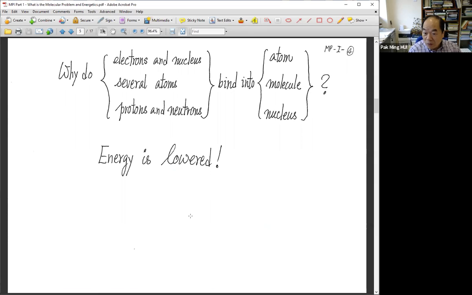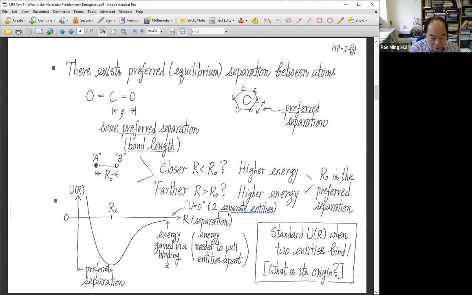Well, it is not only for molecules. We have seen several things that bind. Electrons bind to a nucleus to form an atom. We are considering atoms bind into molecules. Even in the nucleus, we will see that protons and neutrons bind to form the stable nuclei. What for? When that occurs, think about this one.